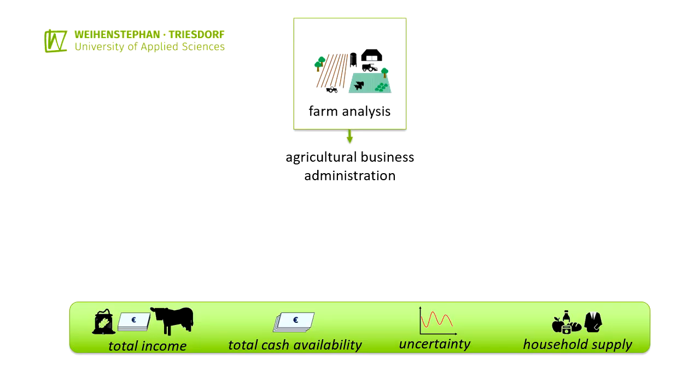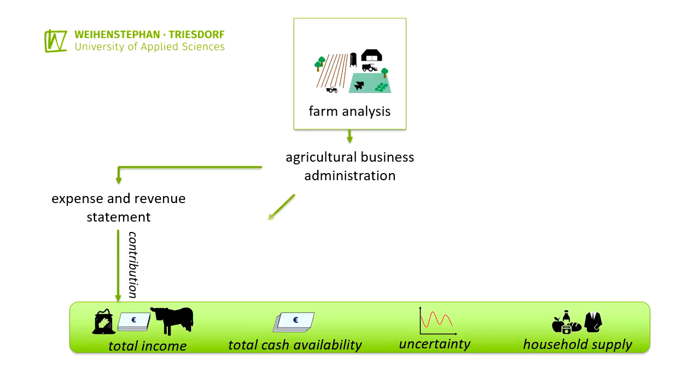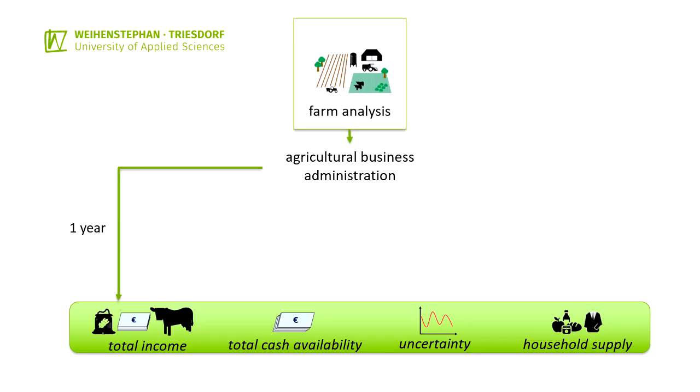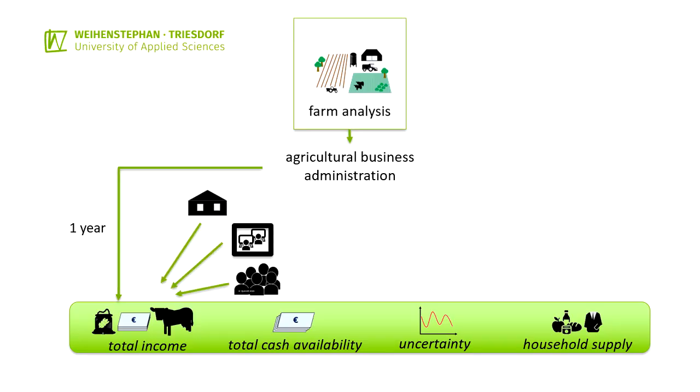In the profitability calculations that determine the income contribution, the focus is on annual expenses and revenues. Of course, the same result can also be achieved using the methods of activity-based cost-benefit accounting, after appropriate adjustments. The additional computational effort is particularly worthwhile if subsequent planning calculations are intended. The reference to 1 year allows for the subsequent combination with the periodic results of the other components of a farming system.